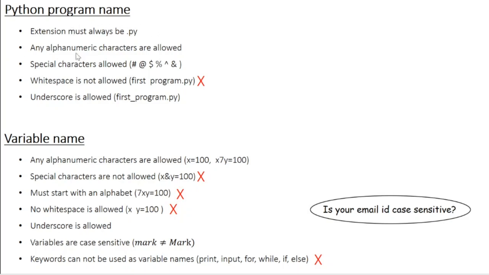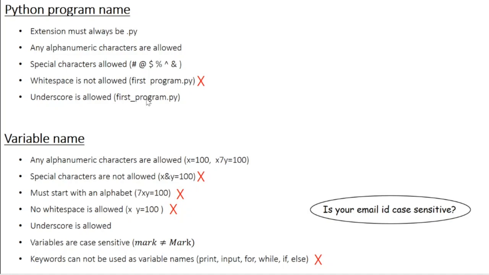Second one, in program name, alphanumeric characters are allowed. You can give English characters as well as numbers. Special characters are also allowed, but white space is not allowed. You cannot give a name like first space program.py. This is not allowed. So you will have to type these two words together. And underscore is allowed. So especially if you want to have multiple words in the program name, you can club those two using the underscore.